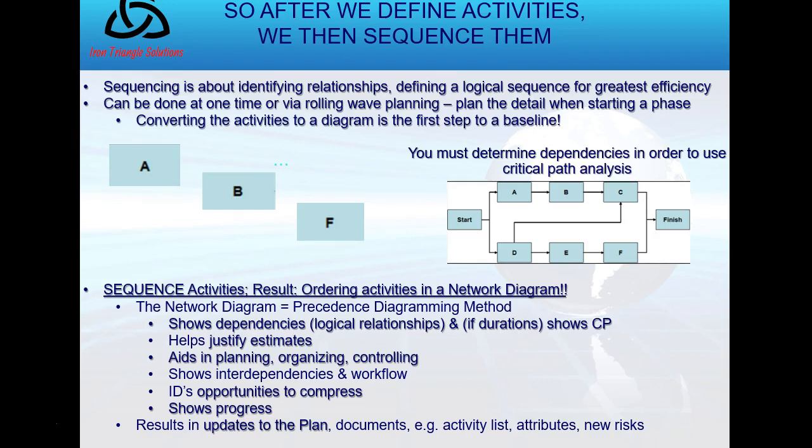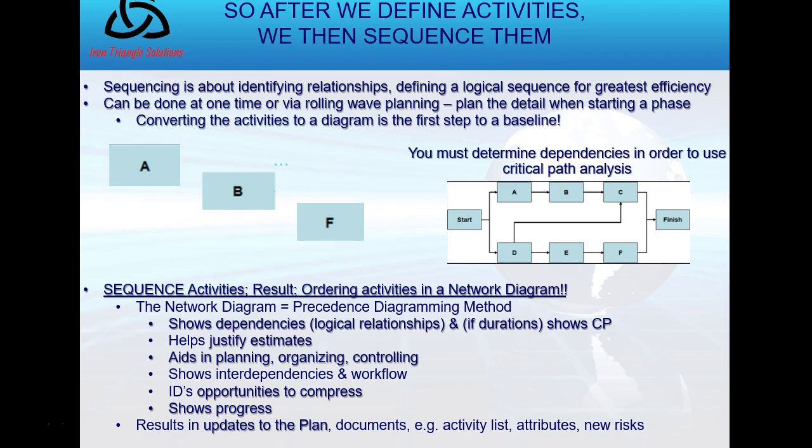So after we plan schedule management and define activities, now we want to put them in an order that makes sense. And this is about sequencing. So we're going to sequence activities, okay? It's about relationships, defining a logical sequence to maximize your efficiency, okay? And so you see on the left we have activities A, B through F. And on the right now, we have put them in an order based on logical relationships.